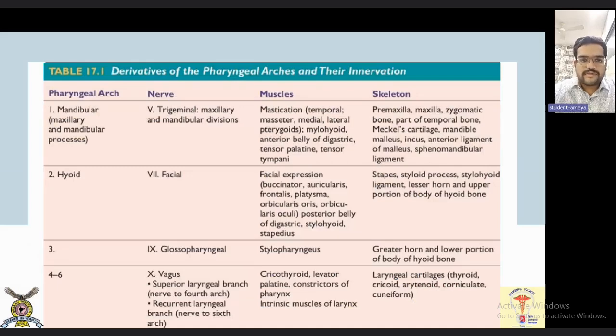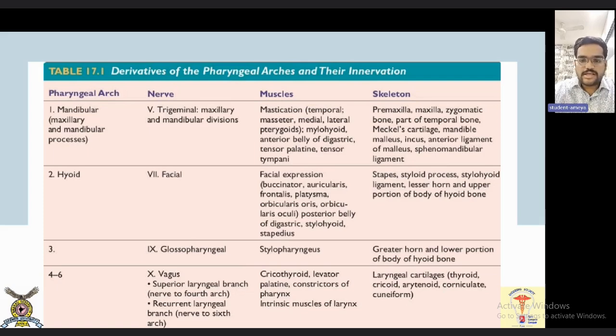These are the derivatives of the pharyngeal arches. The first arch is the mandibular arch, made up of the maxillary and the mandibular processes. The nerve is the trigeminal, mainly the maxillary and mandibular divisions. The muscles are mainly the muscles of mastication, as well as lateral pterygoid, mylohyoid, and anterior belly of digastric.